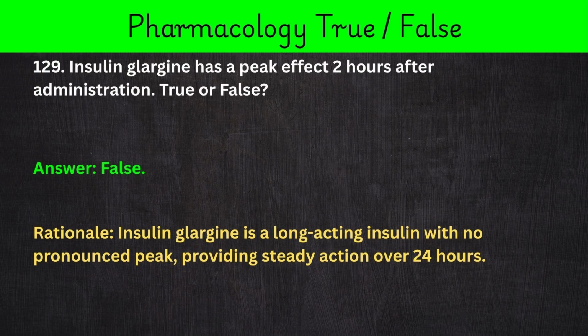129. Insulin glargine has a peak effect 2 hours after administration. True or false? Answer: false. Rationale: insulin glargine is a long-acting insulin with no pronounced peak, providing steady action over 24 hours.